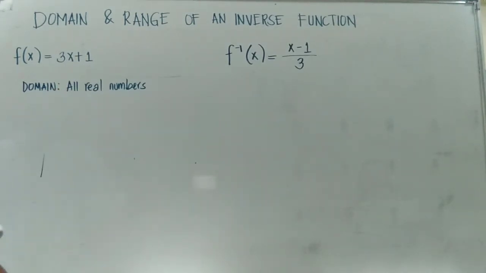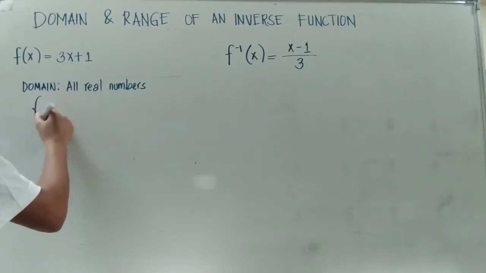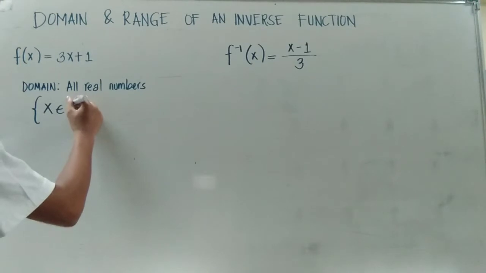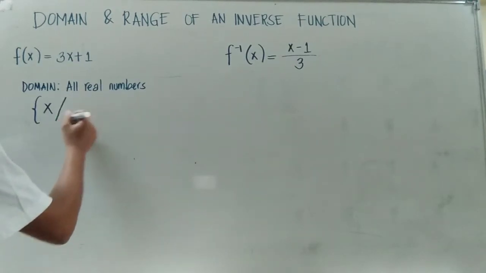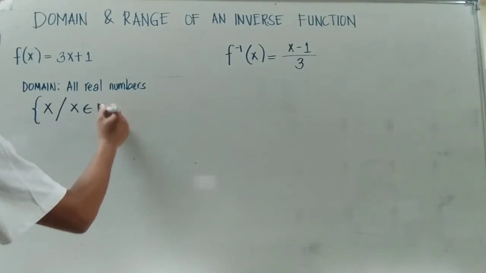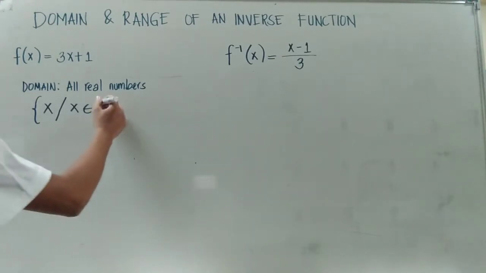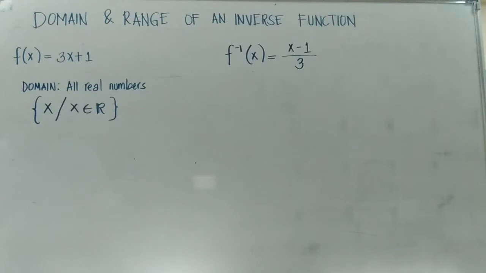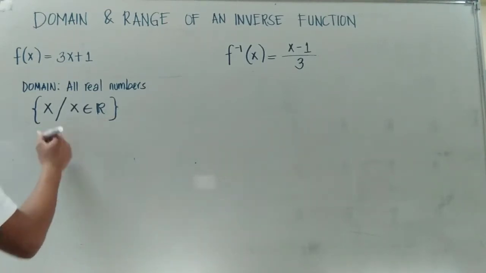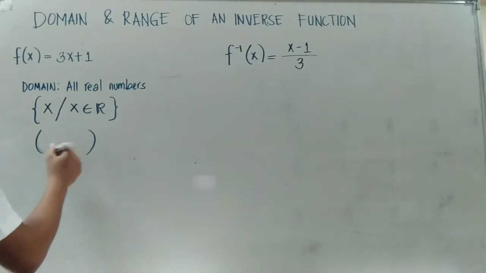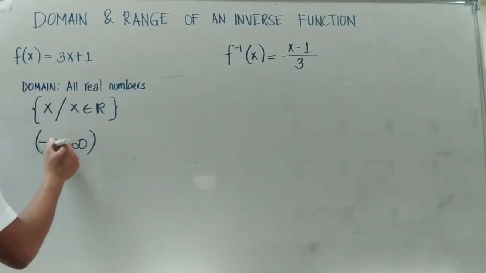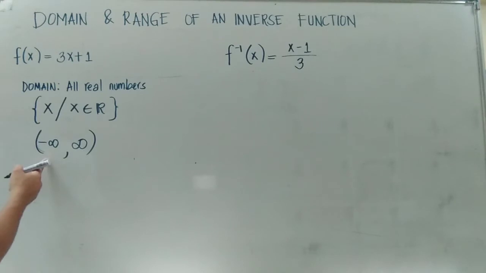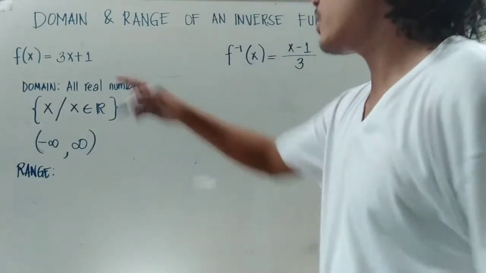Or we can write it using set builder notation: x such that x is an element of real numbers. And if we write it using interval notation, we have from negative infinity to positive infinity. Okay, so how about the range of f of x?